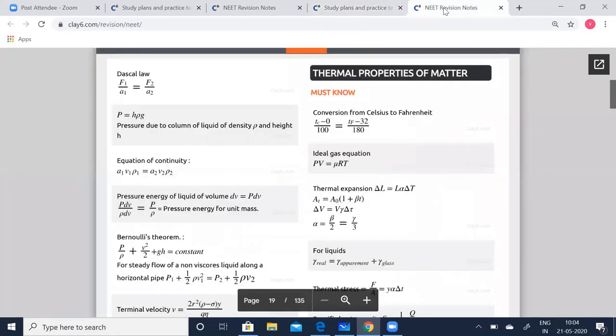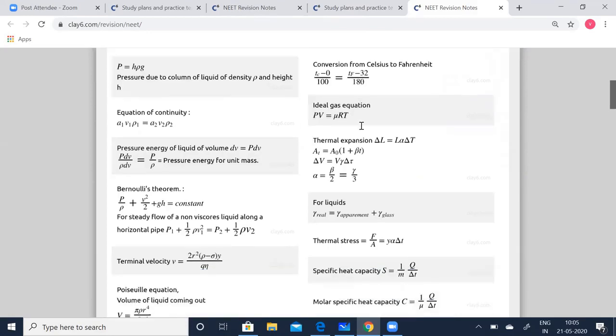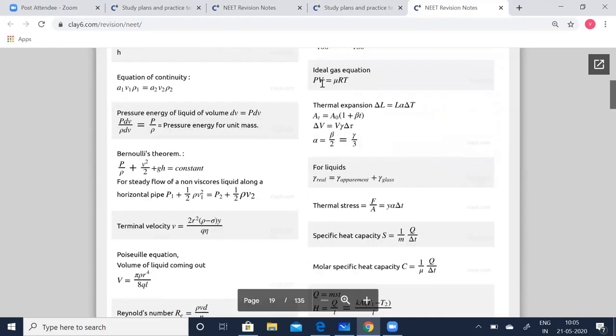Today we are going to see thermal properties of matter. First of all, let us know the conversion from Celsius to Fahrenheit. TC represents the temperature in Celsius. So (TC minus 0) by 100 is equal to (TF minus 32) by 180. So TF is the temperature in Fahrenheit. Ideal gas equation, PV is equal to mu RT.